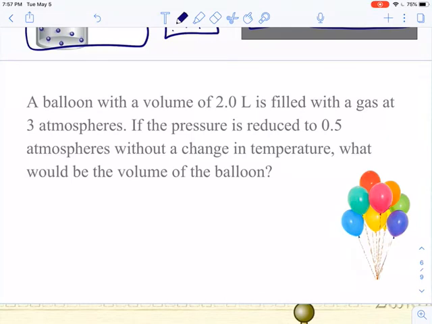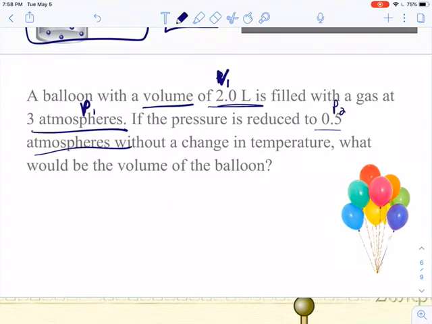A balloon with a volume of 2.0 liters is filled with a gas at 3 atmospheres. But now the pressure is reduced to 0.5 atmospheres, which is the same as atm, without a change in temperature. If temperature is constant, what would be the volume of the balloon? So this is the original, which we can call V1 because liters is volume. Then 3 atm is P1, and here we have our P2. We need to find V2.